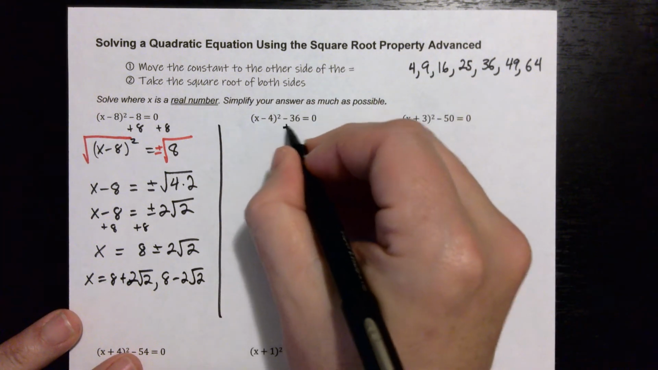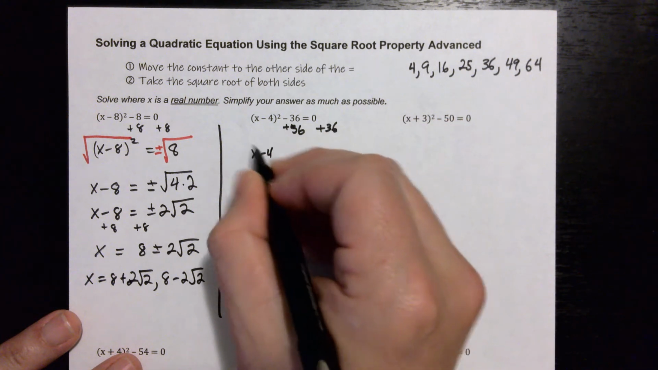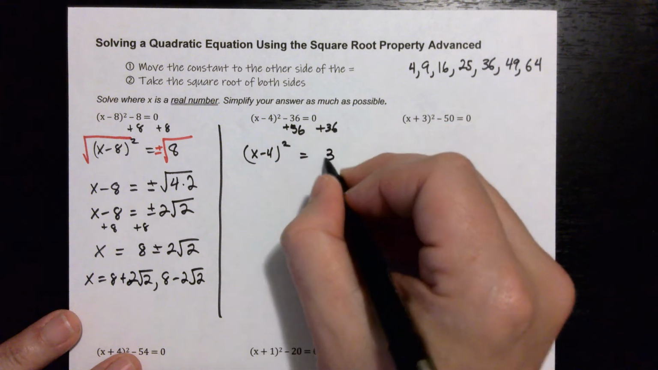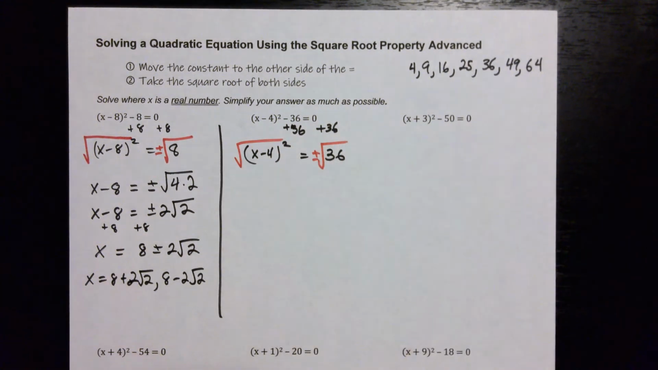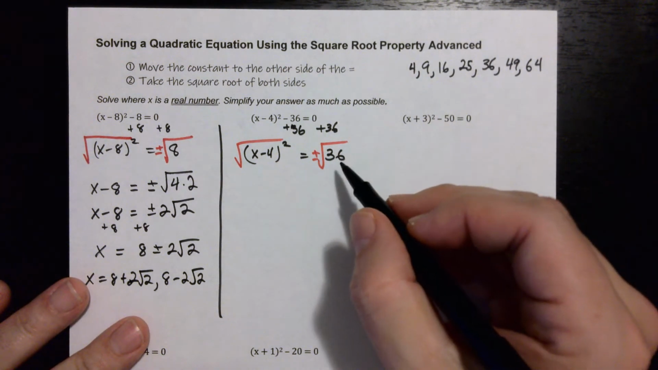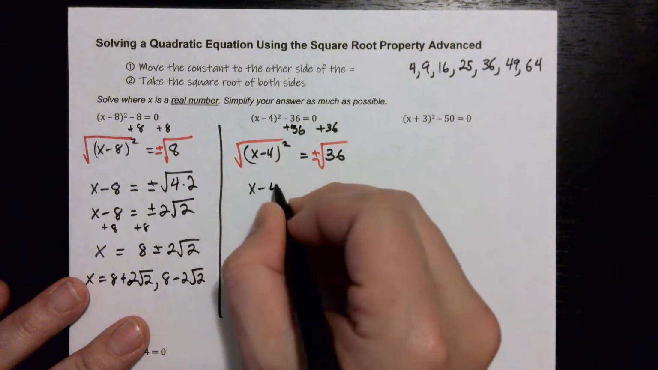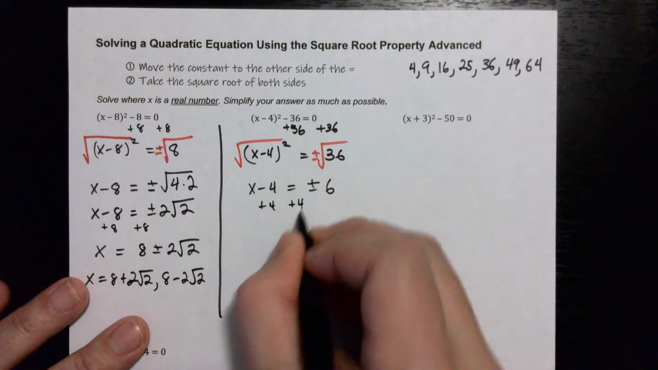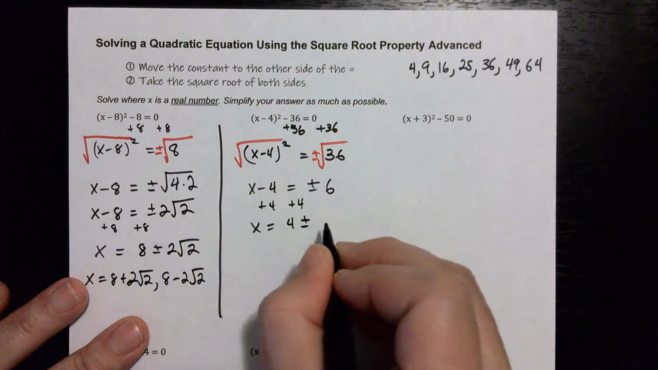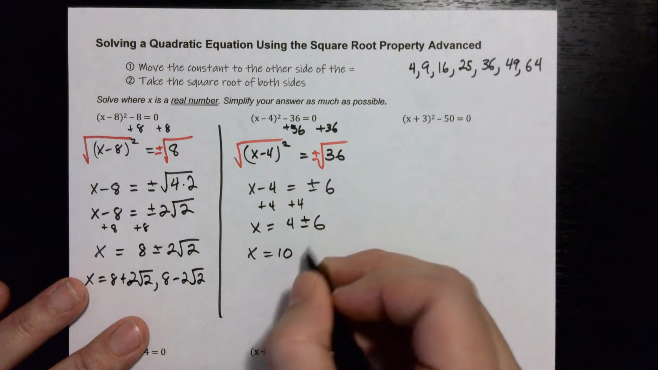Okay, so look at the next one. Just like the last one, I'm going to move this 36 to the other side. That will give me x minus 4 squared is equal to 36. Okay, take the square root of both sides and use the square root property to put a plus or minus right there. So luckily for us, the square root of 36 is something that we know. It's on our list. We know that square root of 36 is 6. So I get x minus 4 equals plus or minus 6. So add the 4. So x is equal to 4 plus or minus 6. So our solutions will be 4 plus 6, which is 10, and 4 minus 6, which is negative 2.